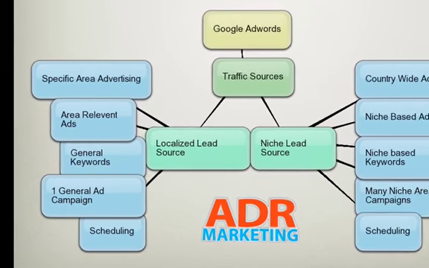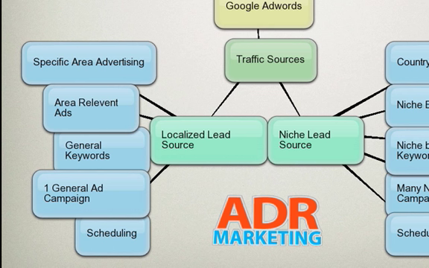You can see on the left-hand side of the screen here, we've got localized lead sources. And what I mean by that is that you've got a specific geographical area. You can go into Google AdWords and say, I only want to show my advertisements to people within this 6-block radius. If you work downtown in the core of a city and you only want to be generating leads in that small area, you can go into Google AdWords, outline that on a map, and say, I only want my advertisements to show in this specific area.